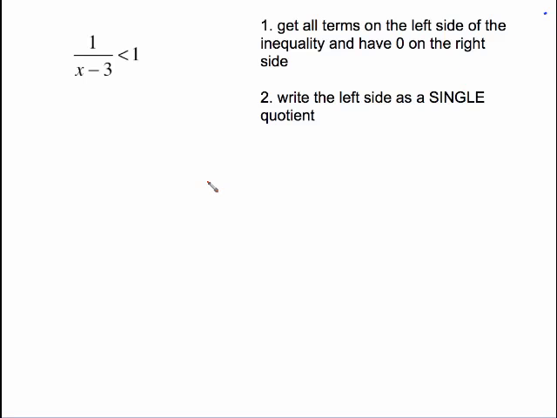This is solving rational inequalities part 2. These problems are a little more complicated because notice here's our rational function, but it's less than a number that is not 0. So we have to follow these two steps that were listed on the previous video.